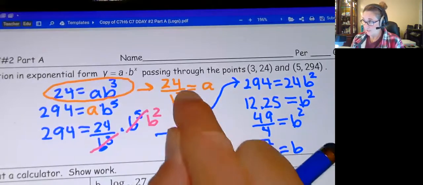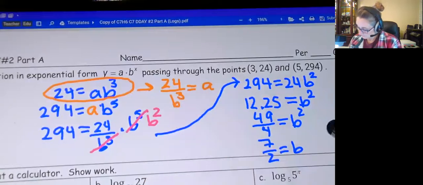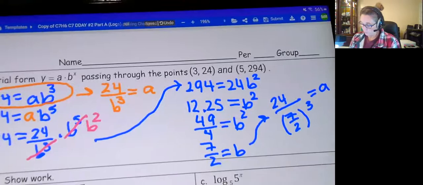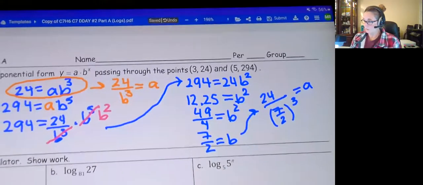Now I'm going to put that in place of B to find my A. So I'm going to have 24 over 7/2, or 3.5 if you prefer, to the power 3 is equal to A. So I am going to put that into my calculator.